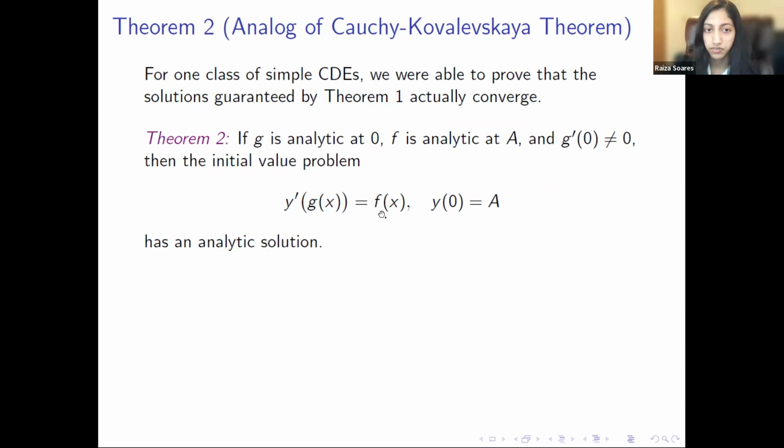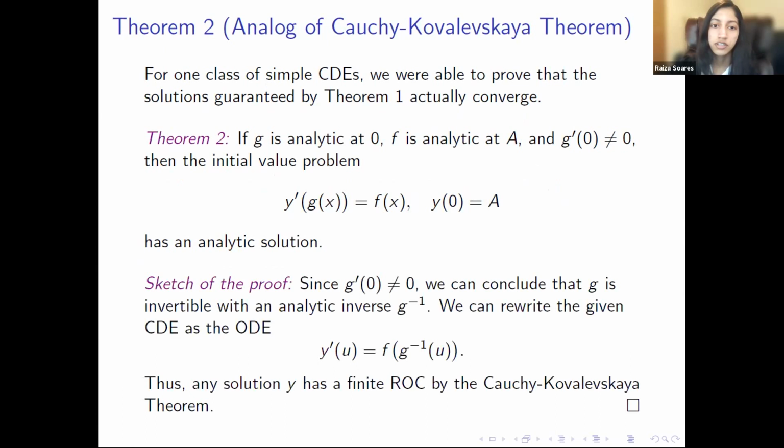We require that g prime of 0 is not equal to 0. And then we can say that this indeed has an analytic solution. And the proof is rather trivial. If we know that g prime of 0 is not 0, then we can conclude that g is invertible. And so we can transform the CDE into an ordinary differential equation. And thus, by the Cauchy-Kovalevskaya theorem, we do, in fact, have an analytic solution.